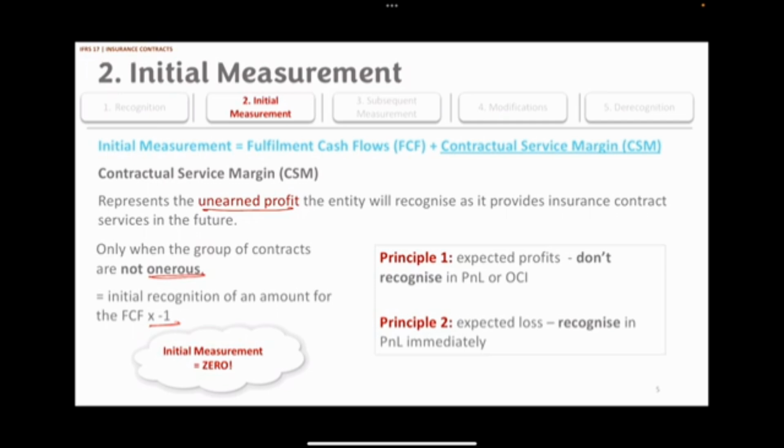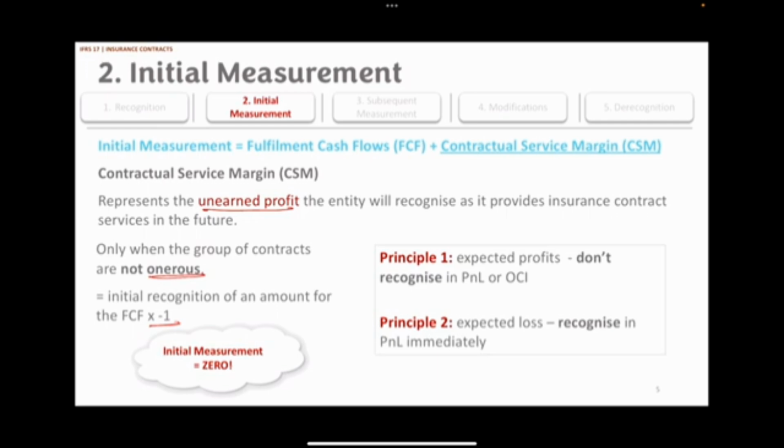So here, let's take a moment to understand two core principles that are driven by IFRS 17. If an entity is expected to make profits, don't recognize anything in profit and loss or even in other comprehensive income. If an entity is expected to make losses in the future, recognize all of that in profit and loss immediately.